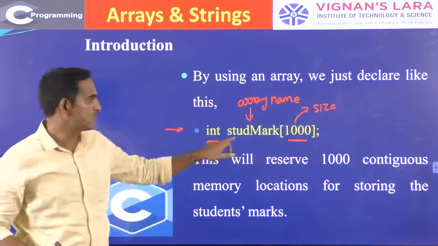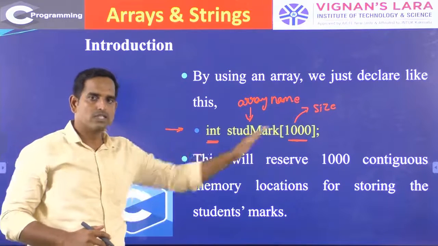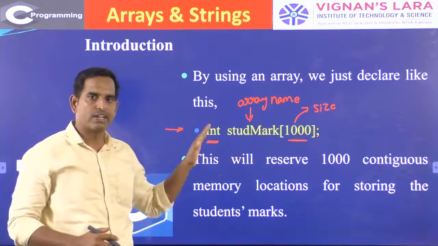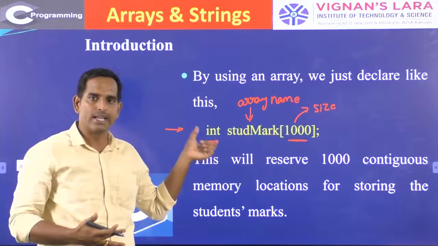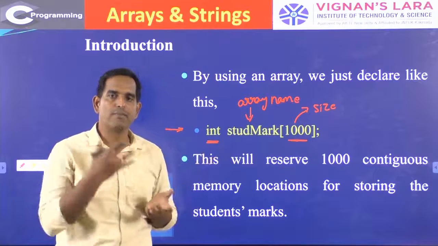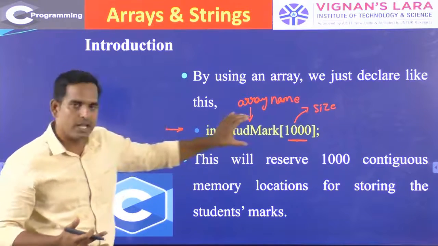Okay, array name. This is the single name under which all the 1000 values are stored. So this is how you will be having the declaration of an array. That is, you are going to tell your compiler that this is an array of 1000 elements. That is, I am trying to store 1000 elements in my program. So that is how you will be having arrays.